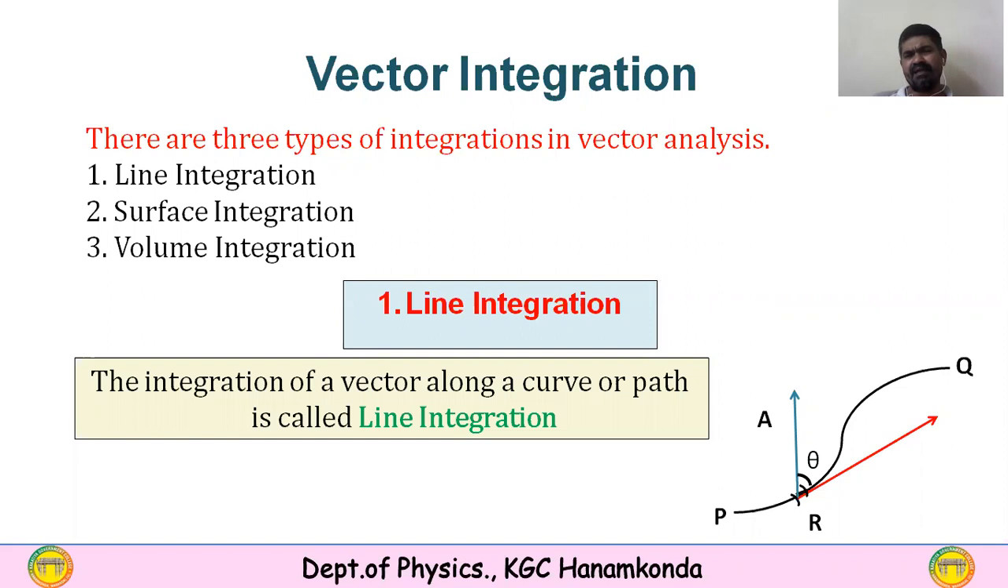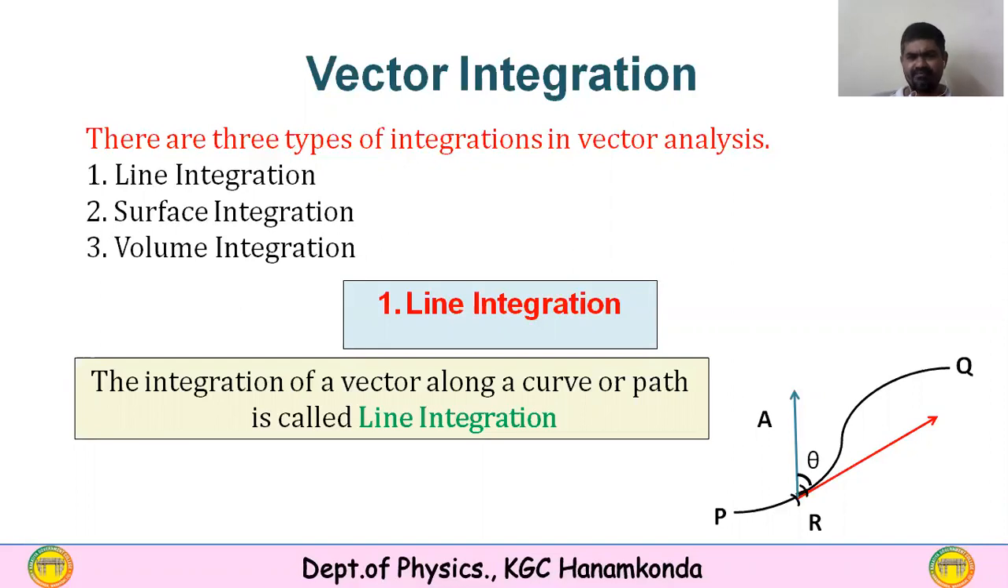By doing vector integration, what are we going to calculate? We are going to calculate the amount of vector projection on a path or on a closed loop. We are going to calculate the amount of vector field coming out of a surface area. We are going to calculate the vector coming out of a volume element. These can be calculated by using vector integration.